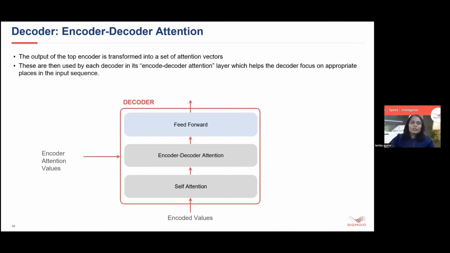So now if you look at these layers, there are two attention layers over here. The self attention layer will take up the encoded values, and the second one, which is basically your encoder decoder attention, takes up the encoder attention values, which are the attention values coming from the encoder. So both of them together help the decoder translate the word from French to English.